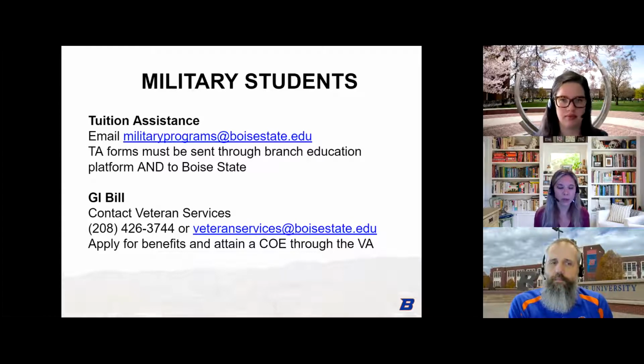The first thing that you're going to want to do in order to use GI benefits is contact the VA if you haven't done so already. So you'll want to make sure you get your declaration letter ready to go. And once you have that, you can send it on to Boise State's Veteran Services Center and ask them any questions you have about using your benefits at Boise State.